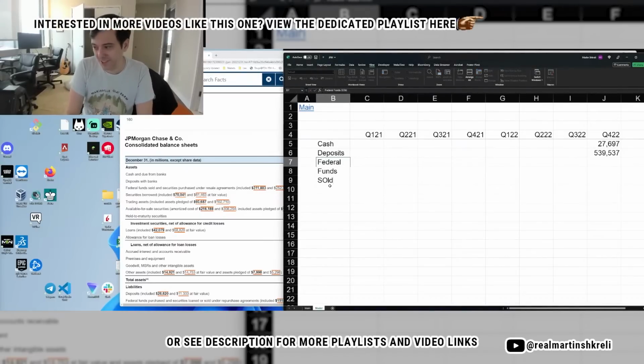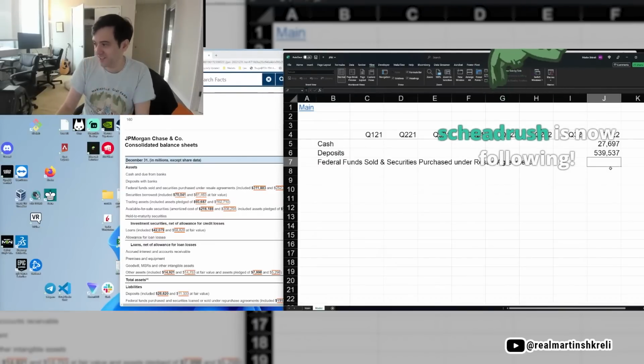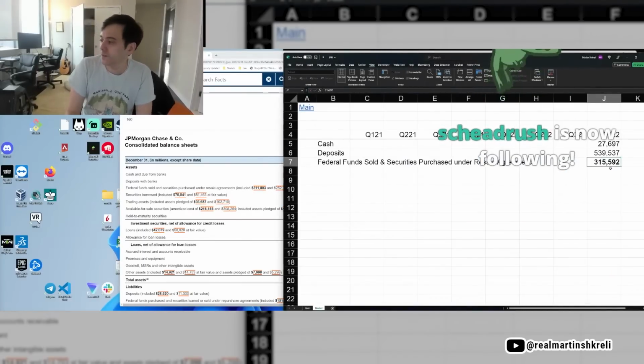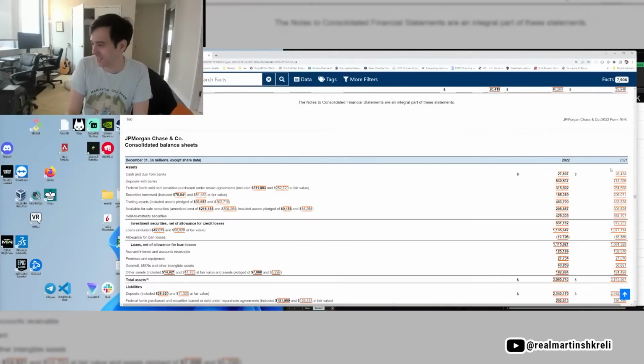Federal funds sold and securities purchased under resale agreements. Help me understand what that is. Does that sound like English to you? $315 billion. So $315 billion of federal funds sold and securities purchased under resale agreements. Not as easy as pharma or tech. If you look at Cisco's balance sheet or Microsoft's balance sheet, the most complicated thing you're going to see is deferred revenue. This is not so simple.